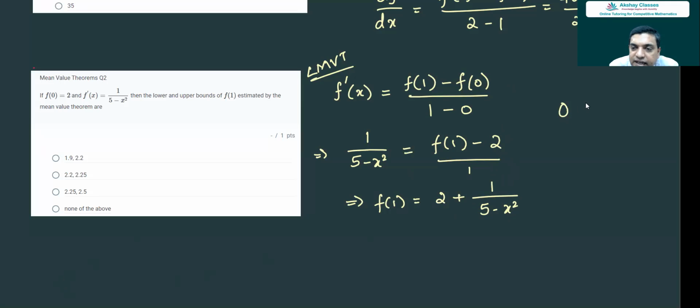0 to 1. X has to lie between 0 and 1. It cannot cross 0 and 1. Why? Because we are applying Lagrange's mean value theorem within this interval, 0 to 1. F of 1 is the extreme, f of 0 is the left extreme.